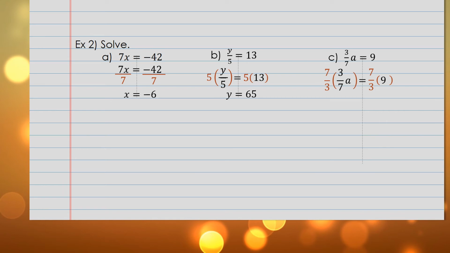Now on the right side, 7/3 times 9 is the same thing as 7/3 times 9/1. Now because we're multiplying fractions, we do multiply top times top and bottom times bottom, but I also want to see all the factors. So I can rewrite it as 7 times 3 times 3 all over 3 times 1. Now notice I do have common factors that appear in the top and the bottom, but there's no other common factors. So your answer will be a equals 21.